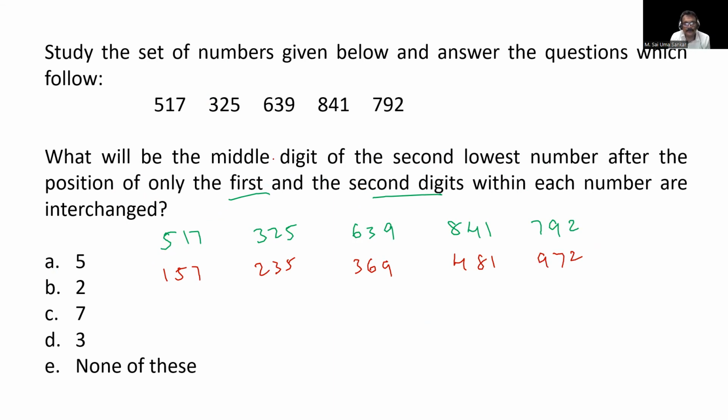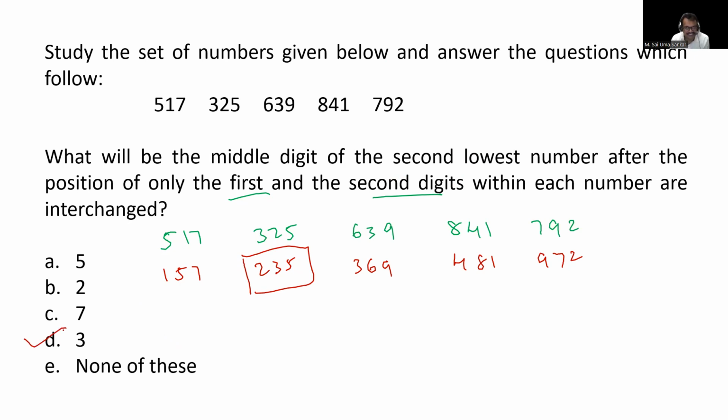What will be the middle digit of this second lowest number? What is the second? This is the first lowest number, and this is the second lowest number. What is the middle digit? That is equal to 3. That is the answer.